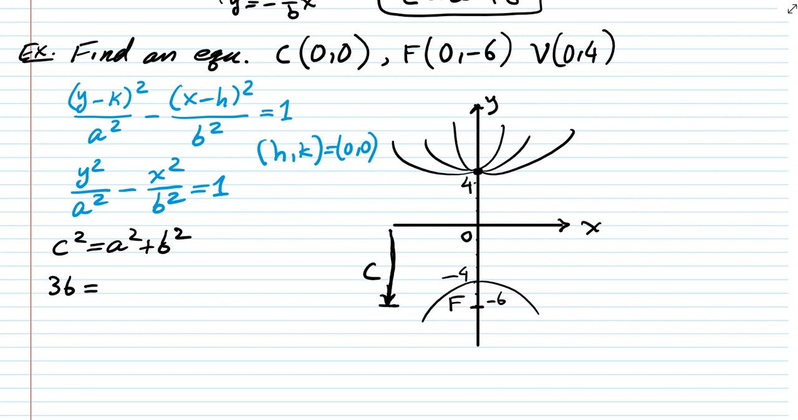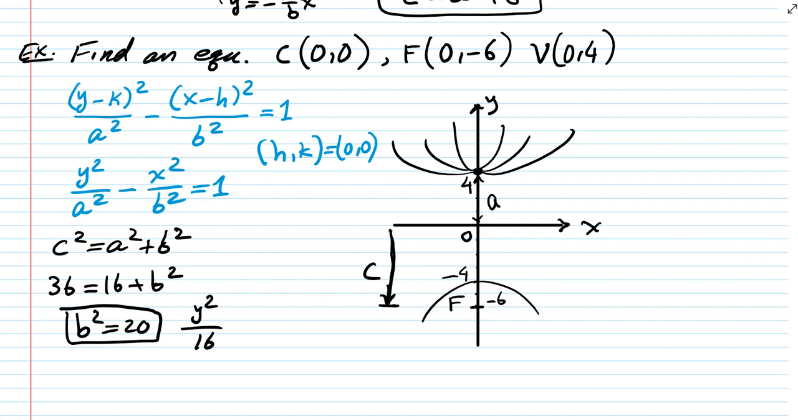A is the distance from center to a vertex. So this is a, right? A is this distance. A is 4. 4 squared, 16, plus b squared. Therefore, b squared is 20. Right? 36 minus 16. And we can now write the equation of this hyperbola: y squared over 16 minus x squared over 20. Again, don't square those numbers again. And that is the equation of the hyperbola.